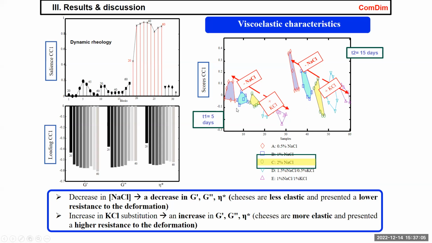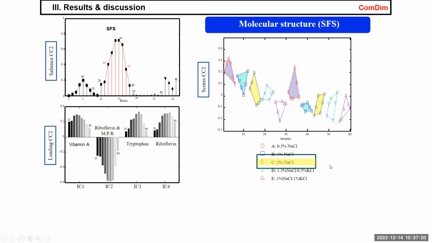So here you have the result for the 5 days ripening time, and here we have the results for the 15 days, sorry. So concerning the second common component, we can see that the data table associated to fluorescence spectroscopy is the highest one. So it is this data table that will explain the distribution of the samples in the scores map.